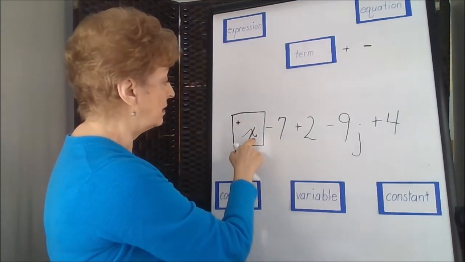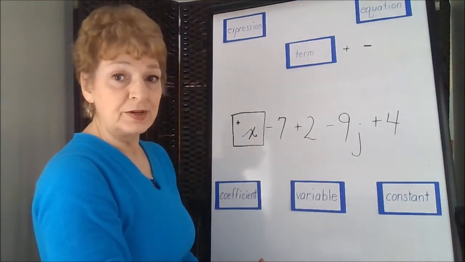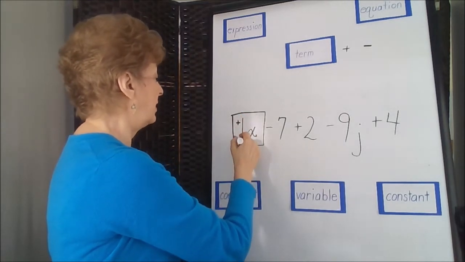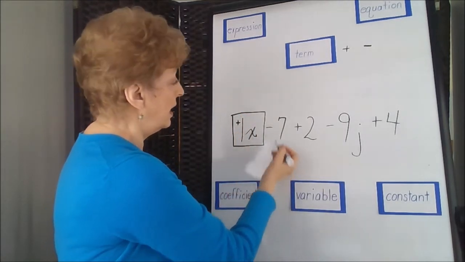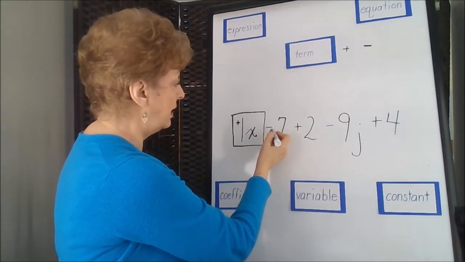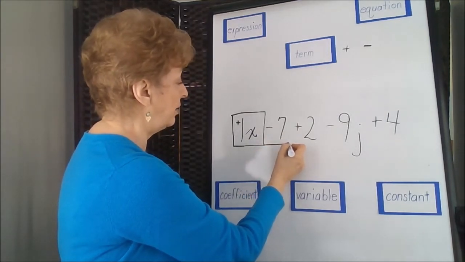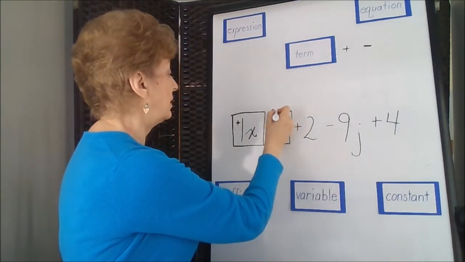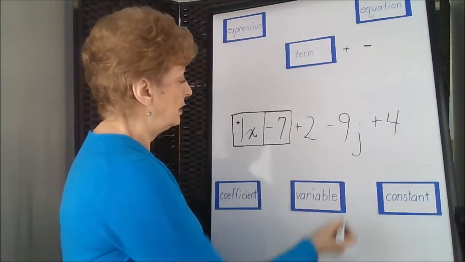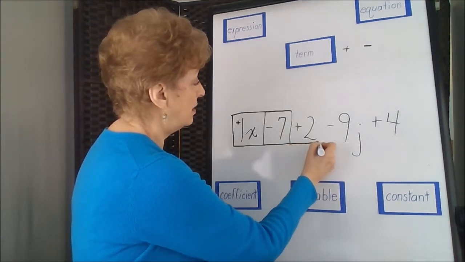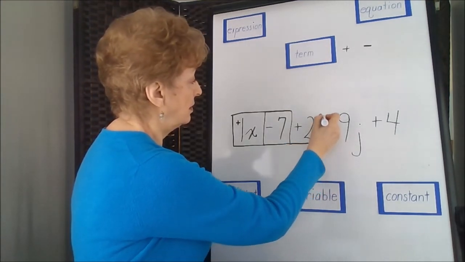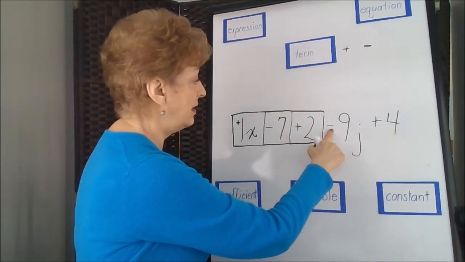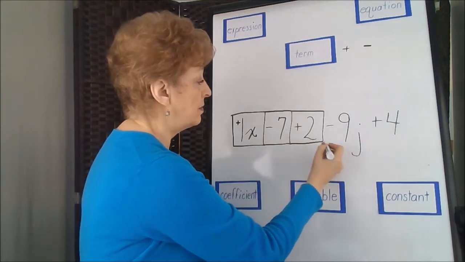And when we have a single letter like that, we also understand it to have a 1 before it. We have 1x here. Another term, here's a negative sign, and I'm going to scoot over here until I get to this positive symbol. That is a term, -7. Another positive sign goes over here until I see another positive or negative sign. So right now I have 3 terms.